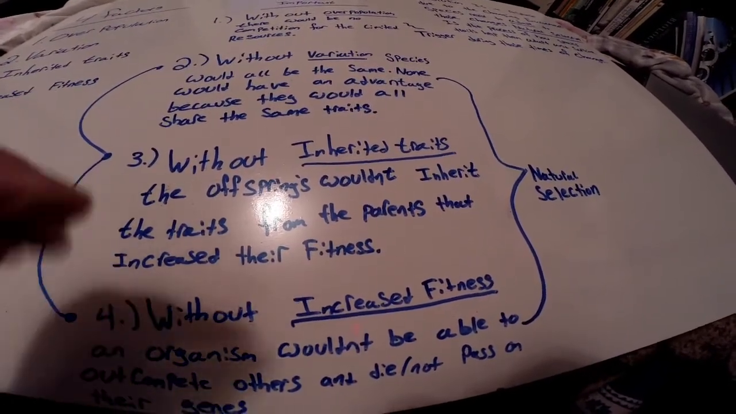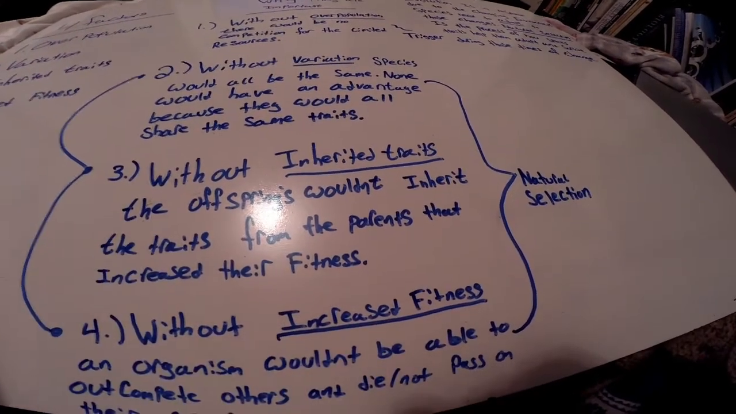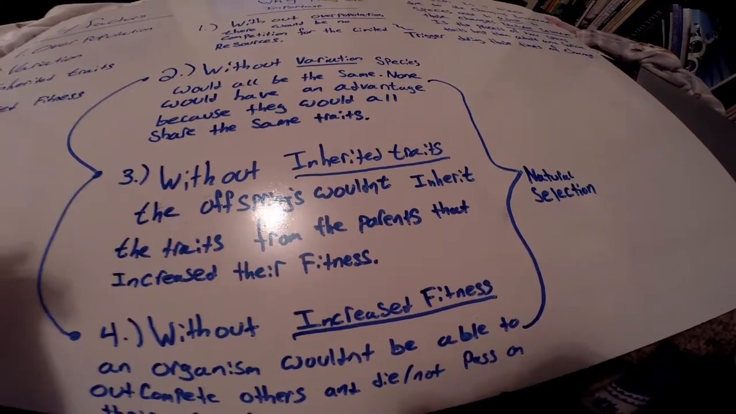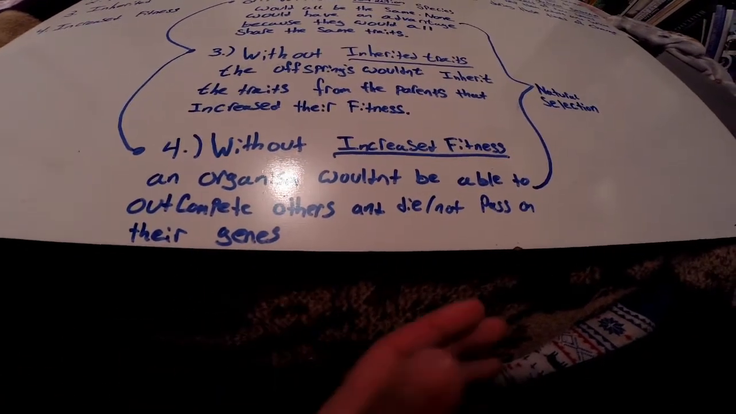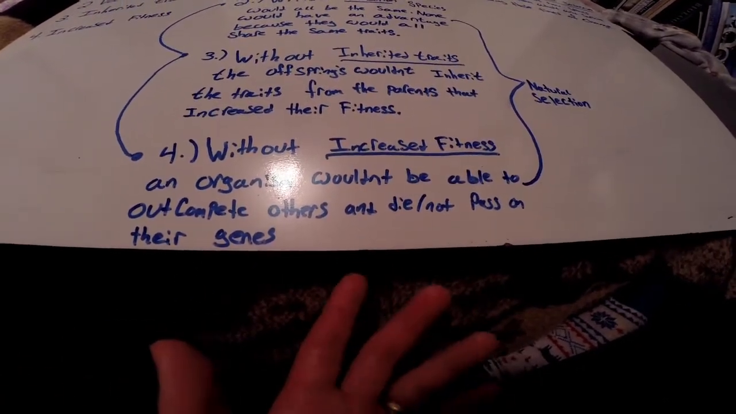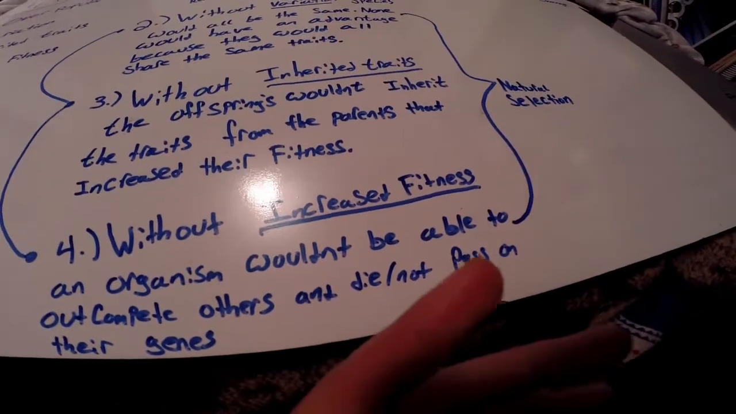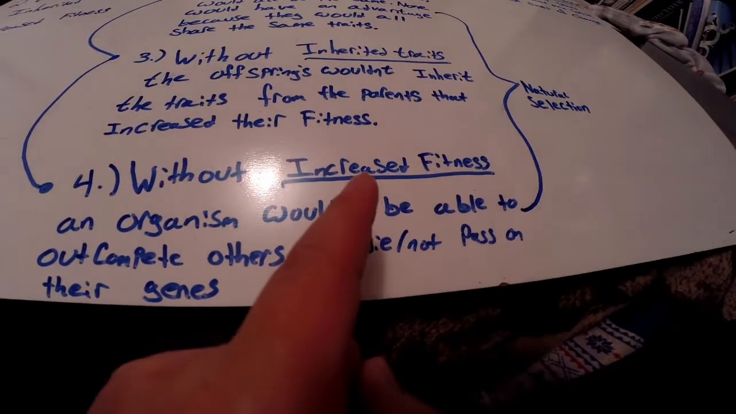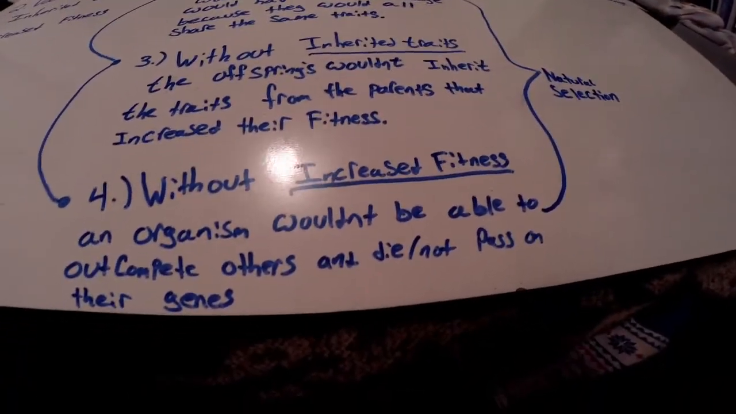If they don't have the variation that increases their fitness to make them survive more, then the offspring are just screwed, because they don't have the advantage that the parents did. Without increased fitness, an organism wouldn't be able to outcompete others and would die or not pass down their genes. If there wasn't a variety of traits that increase their fitness, whether you're a little bit faster or your camouflage is a little better, then they'd just die.